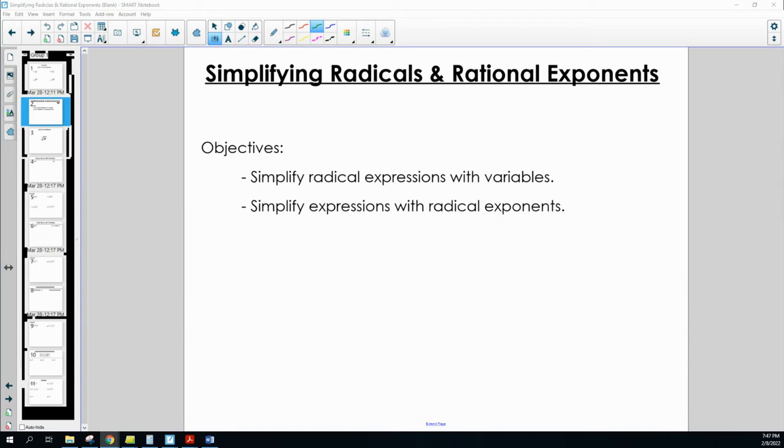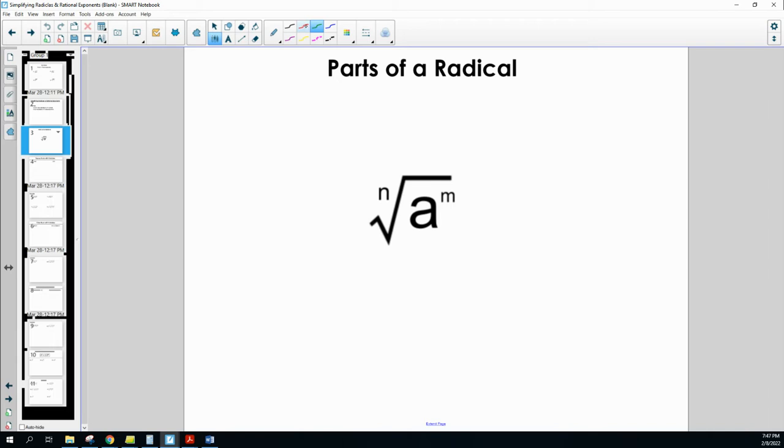In this lesson, we're going to talk about simplifying radicals and rational exponents. So before we get to simplifying radicals, let's identify the parts of a radical. So here we have the radical sign. This n that's over here, that is called your index.